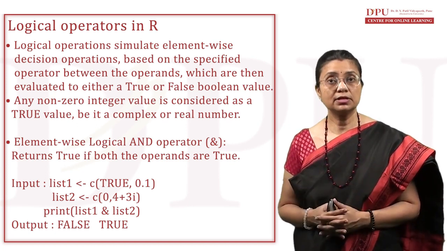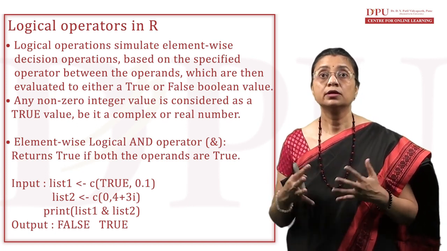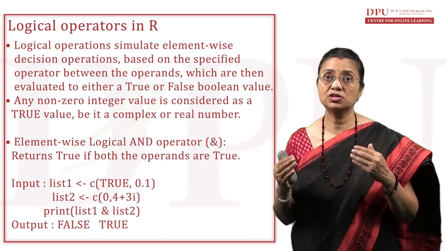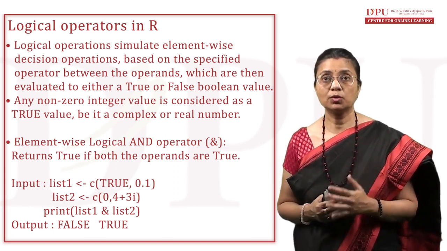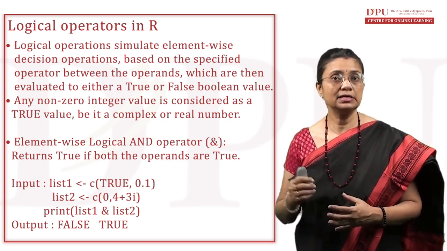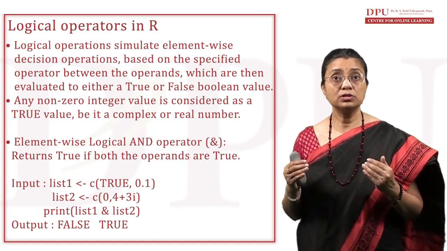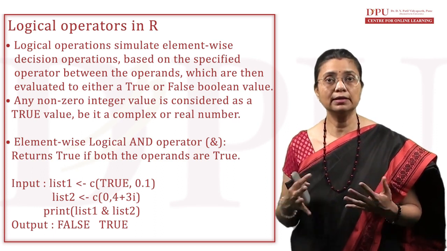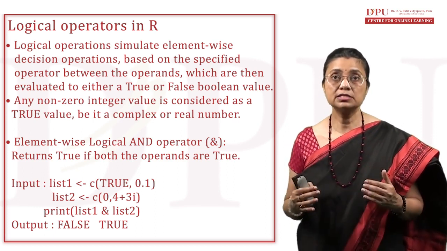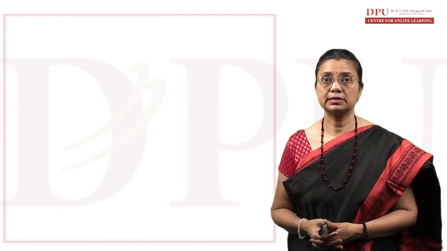Likewise, the second one is true because both are non-zero values. 0.1 is non-zero and 4.3i is also a non-zero value. So both the values are true. When both the values are true, only then the output is true. So that is how we consider logical operators in R.